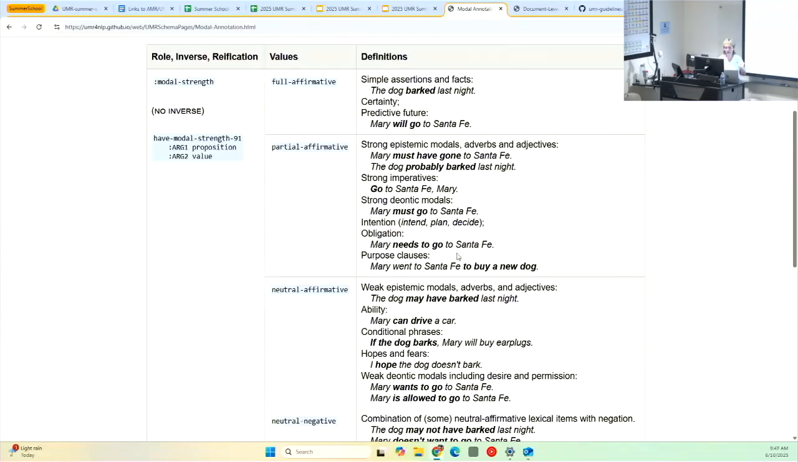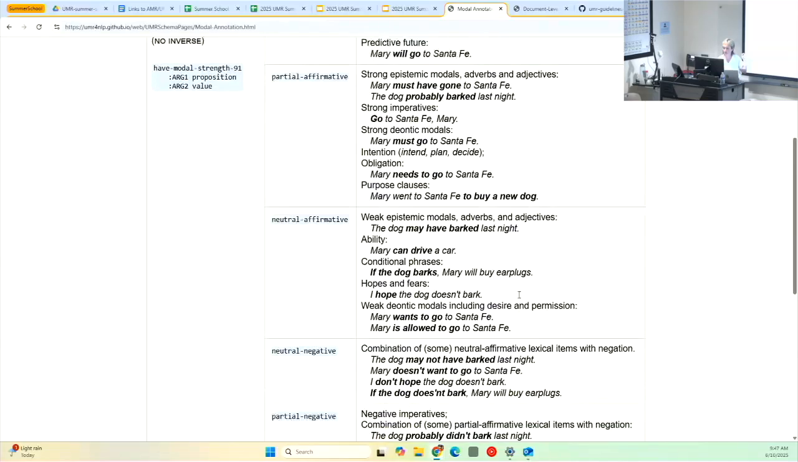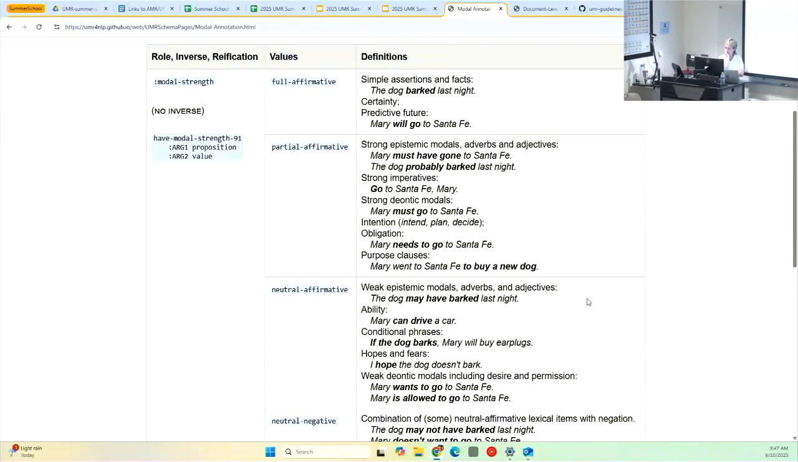But basically the way, when you're annotating modal strength at the sentence level, gosh, these rollovers aren't working. Okay, so that's frustrating.